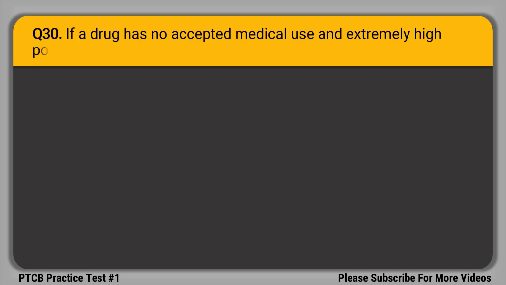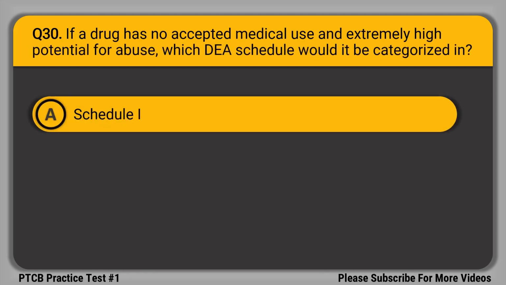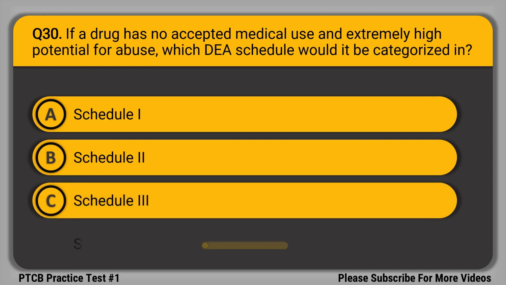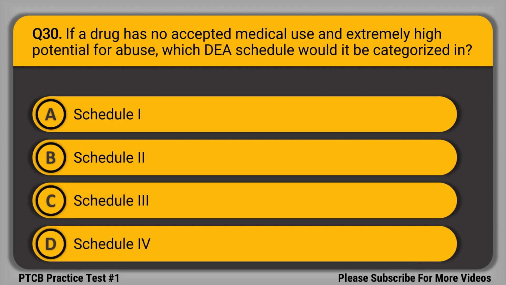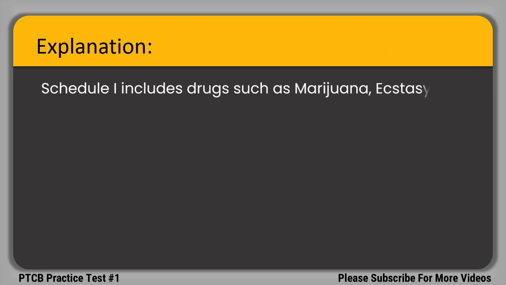Question 30. If a drug has no accepted medical use and extremely high potential for abuse, which DEA schedule would it be categorized in? A. Schedule 1. B. Schedule 2. C. Schedule 3. Or D. Schedule 4. A. Schedule 1. Schedule 1 includes drugs such as marijuana, ecstasy, peyote, and heroin.